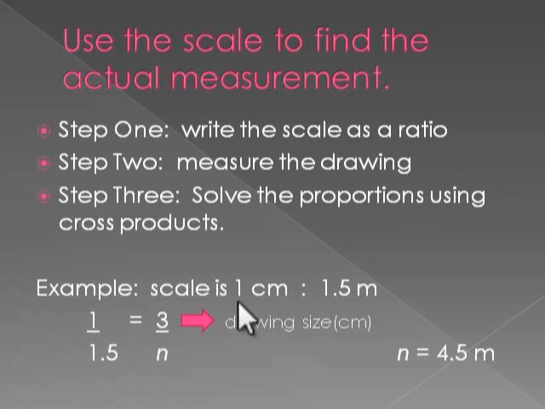So if you had a scale of 1 centimeter is equal to 1.5 meters, you first write that as a ratio. Then step 2 would be to measure. So if we measured the drawing and we measured 3 centimeters, we would be able to figure out how many meters that would represent. So we would take 3 times 1.5. Well, I guess we really wouldn't have to divide, but divide by 1. And what we would get is 4.5 meters.